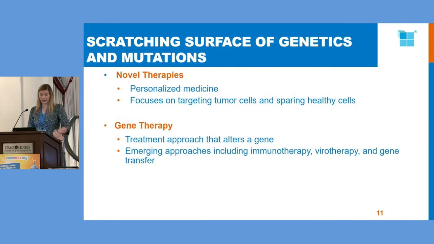And then lastly, once you have your NGS testing, your clinician might offer things such as novel therapies and gene therapies. Novel therapies is personalized medicine, so it's going to be targeting a specific protein or mutation within your cancer cells. And in doing so, if your cancer cell is the only thing that has that mutation, it will spare the healthy cells around it. Gene therapy is an emerging area, and this actually is an alteration of the genes, and this can be done through immunotherapy, viral therapy, and gene transfers.